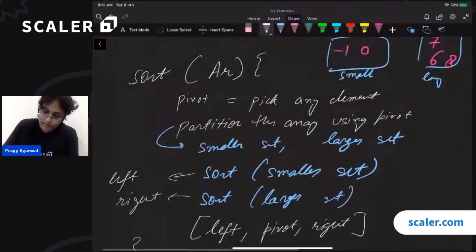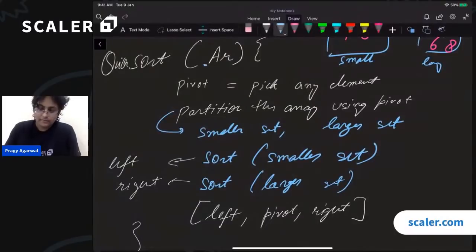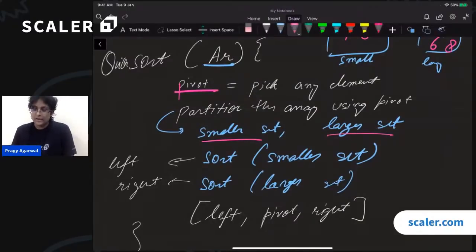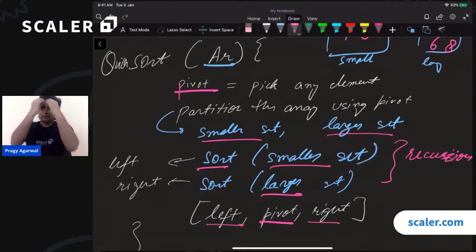So this is how quicksort works. Is this clear? Given an array, we pick any element and we call it the pivot. Using this pivot, we partition the array into 2 parts, the smaller set and the larger set. Then we use recursion: we recursively call the sort on the smaller set separately and on the larger set separately. That will sort the smaller set and sort the larger set. Finally, we simply merge them together. We take the left sorted part, put the pivot in the middle, take the right sorted part, and we are done.